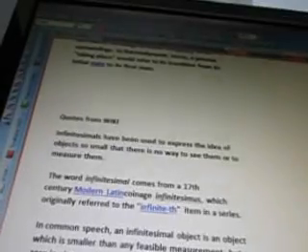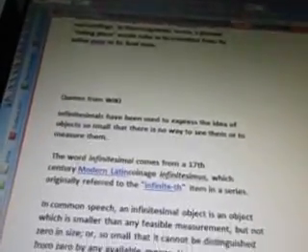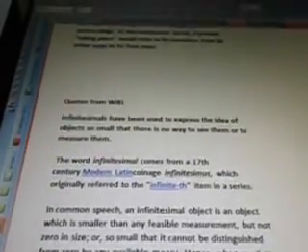Another quote from Wiki: Infinitesimals have been used to express the idea of objects so small that there is no way to see them or to measure them. The word infinitesimal comes from a 17th century modern Latin coinage infinitus, which originally referred to the infinite item in a series. In common speech, an infinitesimal object is an object which is smaller than any feasible measurement but not zero in size, or so small that it cannot be distinguished from zero by any available means. Hence, when used as an adjective, infinitesimal in the vernacular means extremely small.